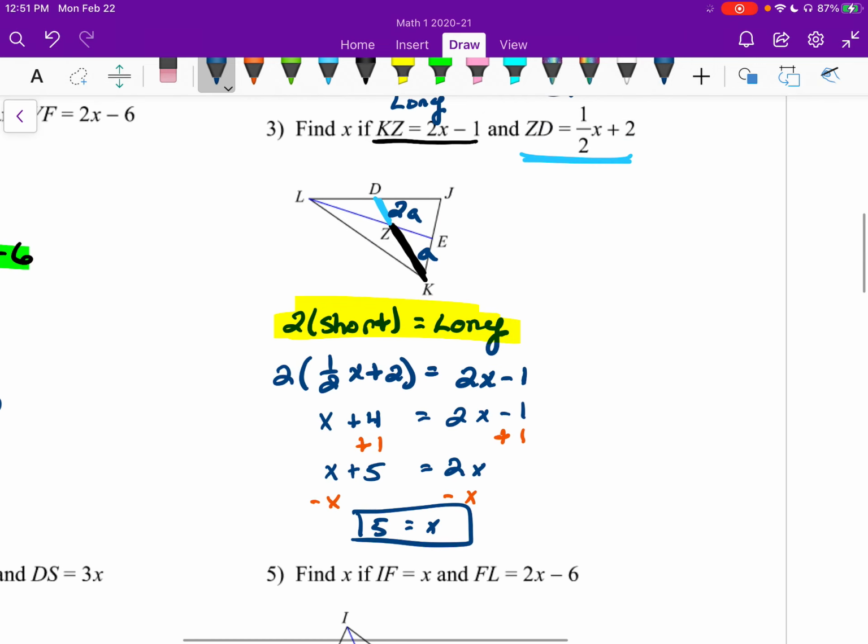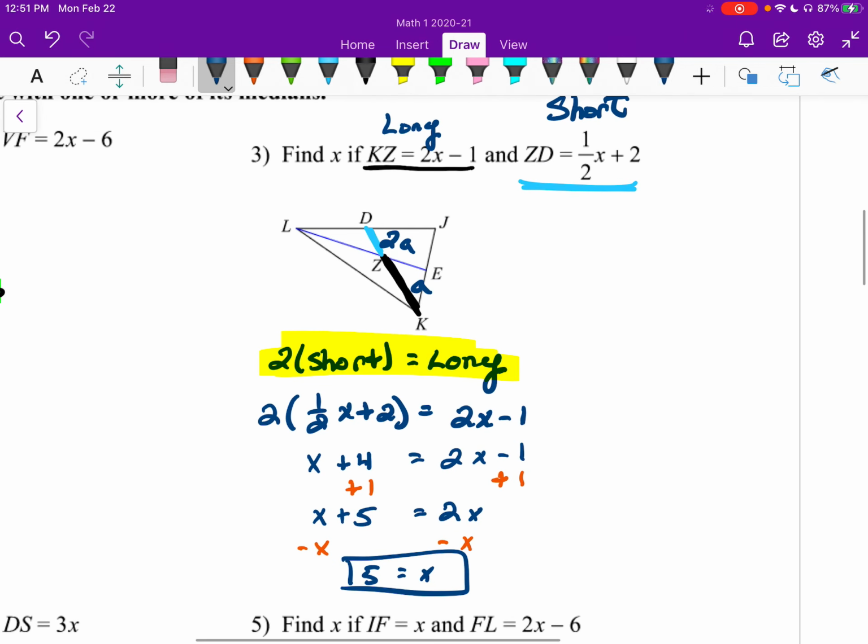Now there's a way that we could check our work here. We could plug in to see how long these pieces are. So I'm going to do that. I'm going to plug into the long piece. Well, that's going to be 2 times 5 minus 1, which is going to be 9, right? 2 times 5 is 10, minus 1 is 9.